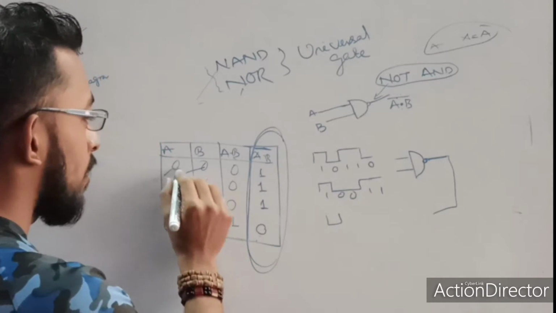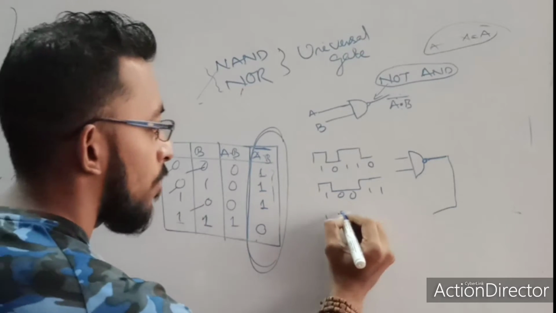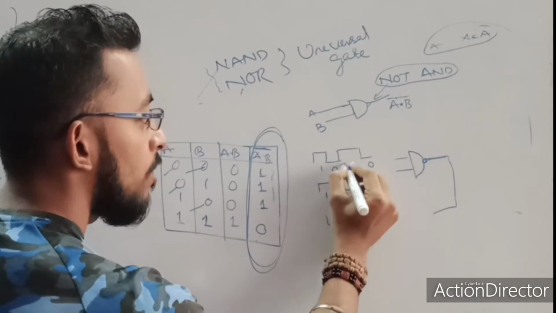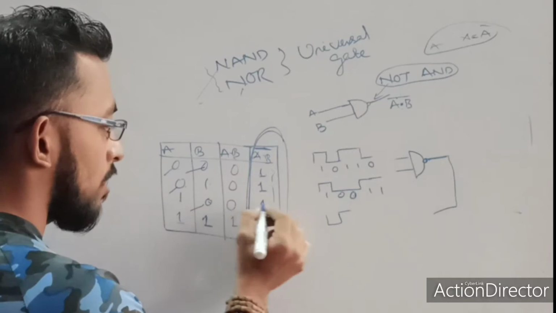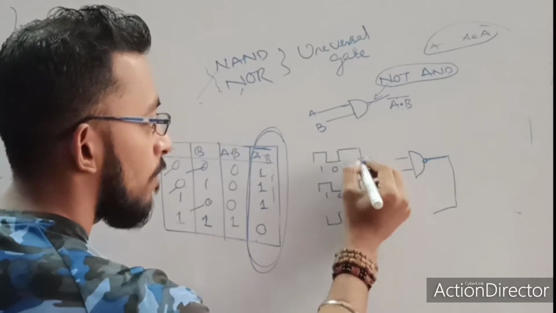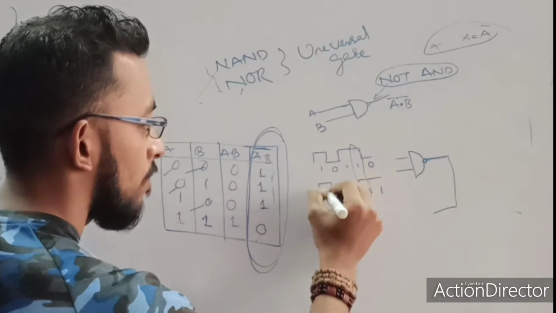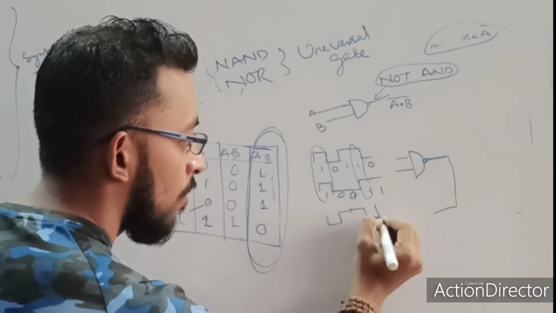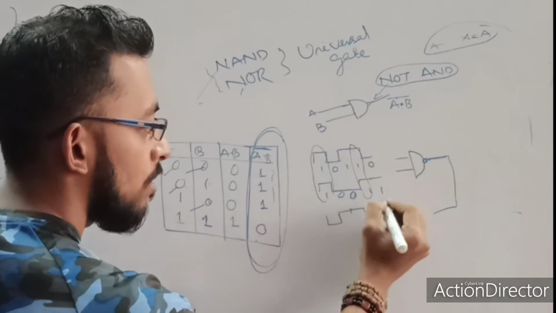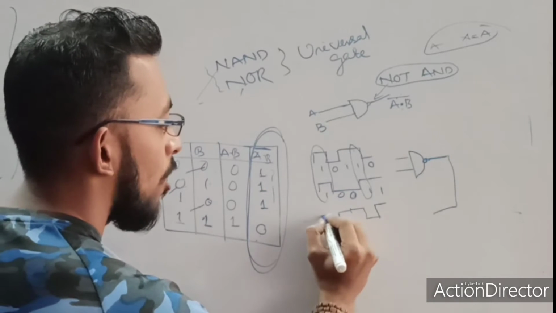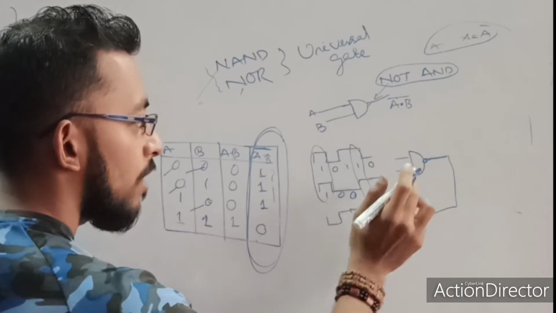When both my inputs are 0, then the output is 1. When any one of the inputs is 0, in this case or this case, then also my output is 1. When both inputs are 1, again my output will be low. And when any of the inputs is 0, the output will be 1. So this is the output of the NAND gate.